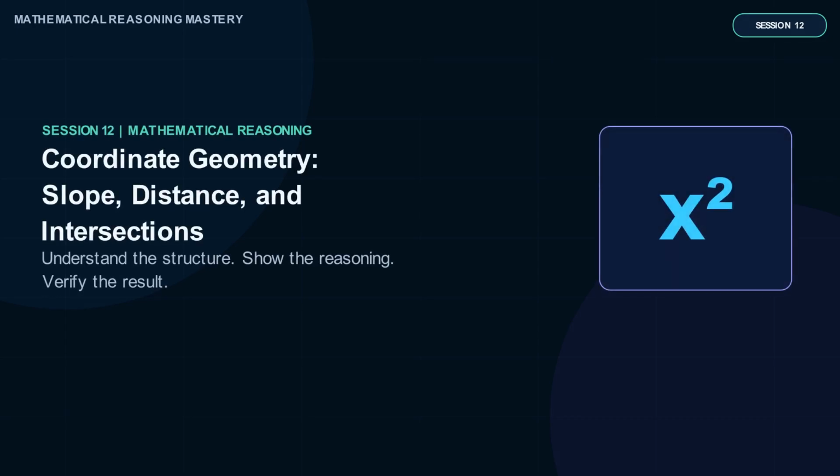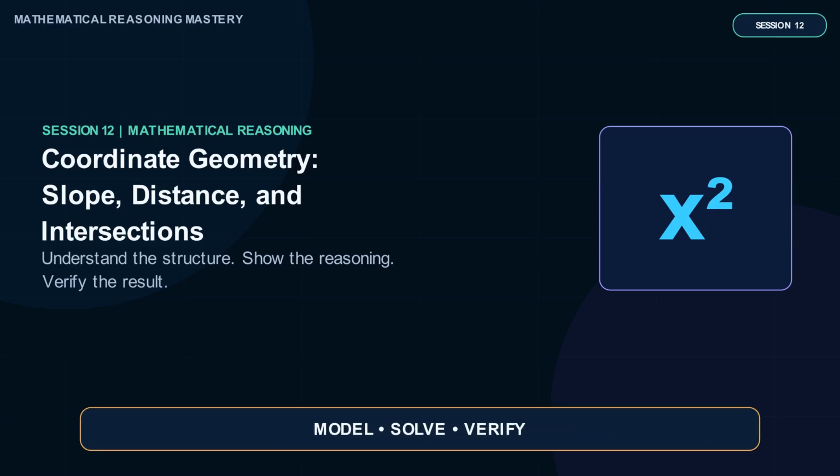Welcome to Session 12, Coordinate Geometry: Slope, Distance, and Intersections. This lesson develops mathematical reasoning that stays reliable when a problem looks unfamiliar. You will learn to interpret slope as change, to find intersections algebraically, and to derive distance from coordinate differences. These are connected habits, not isolated tricks.